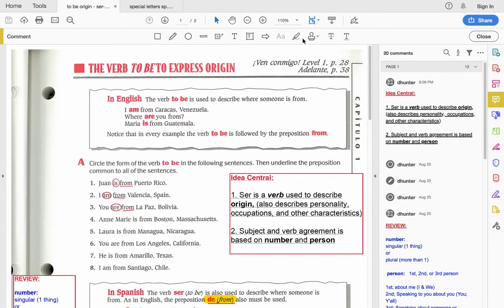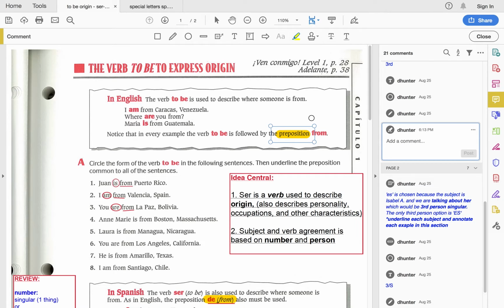This word is actually called a preposition. I'm going to highlight that. I didn't plan for it originally. But again, a preposition: from. Some examples. Juan is from Puerto Rico.